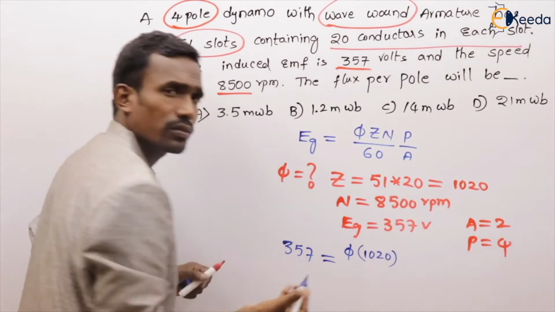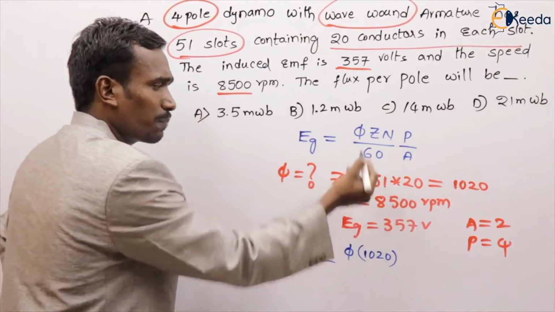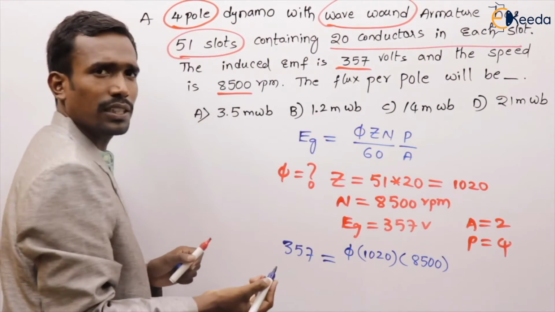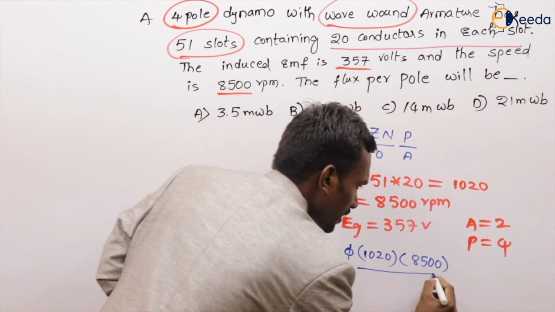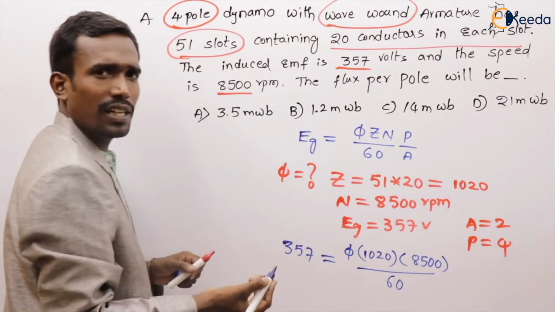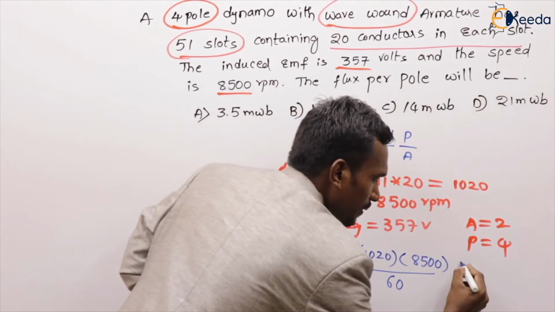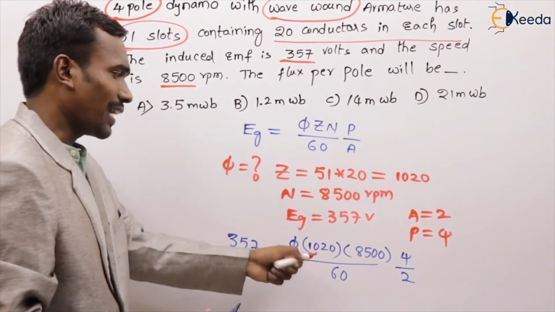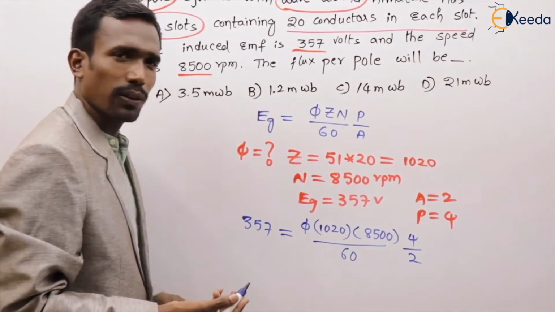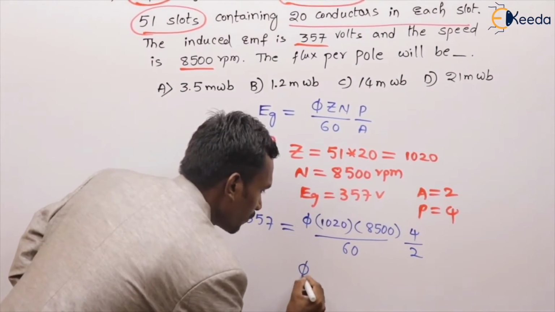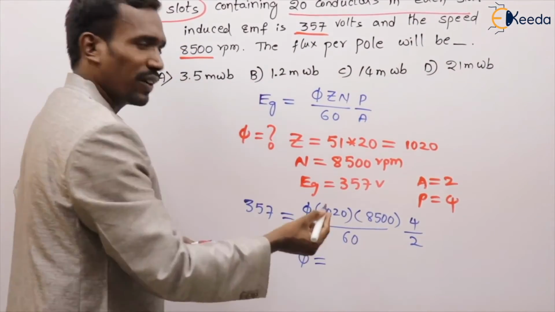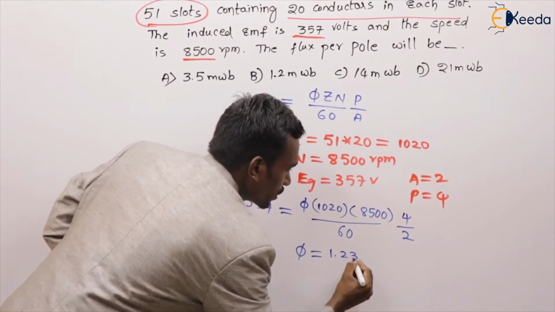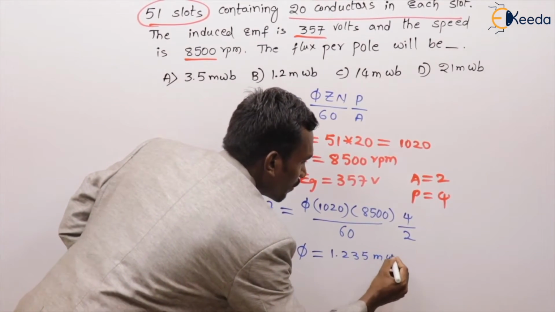The number of conductors is 1020. Right? And next, the speed is 8500 divided by 60, the number of poles is 4 and parallel paths 2. Then calculate the flux per pole. If you simplify this, you get 1.235 milliwebers.